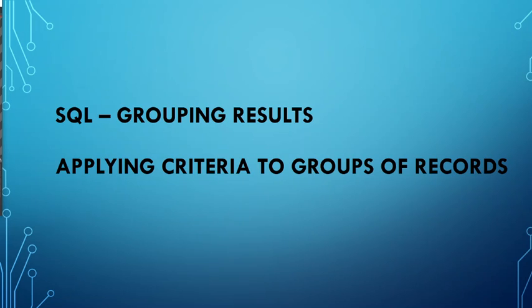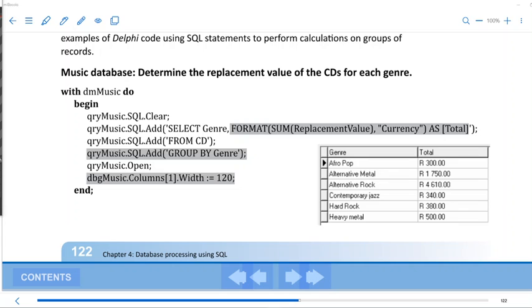today. So today we're going to look at grouping results and applying criteria to groups of records. I thought because we have a double period, we will be able to do both concepts today. So let's get right to it.